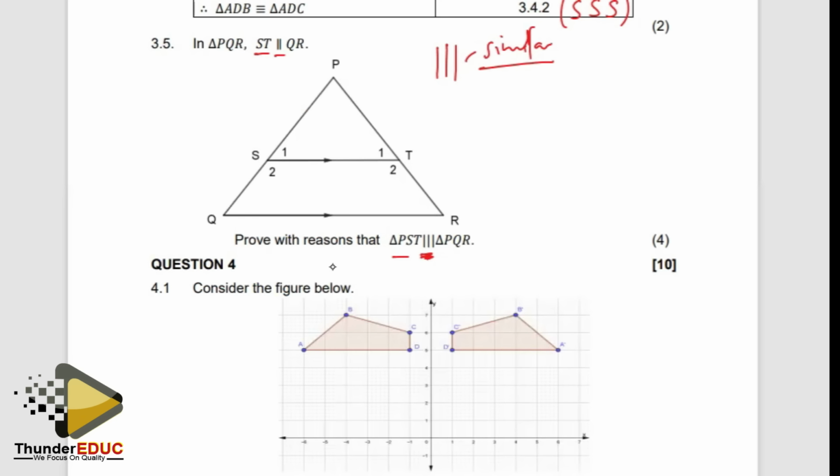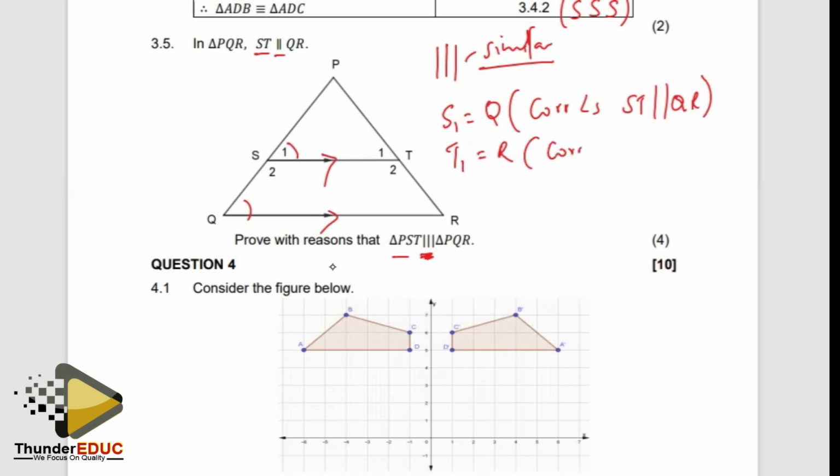So what we're going to say is that we can look at the angles. Since the lines are parallel, we know that this must be the same as that because those are corresponding angles. So S1 is the same as Q. Those are corresponding angles because ST is parallel to QR. Then T1 is the same as R. Those are still corresponding angles because ST is parallel to QR. Then we can see both triangles, let me just highlight the 2 triangles. Okay, so PST.